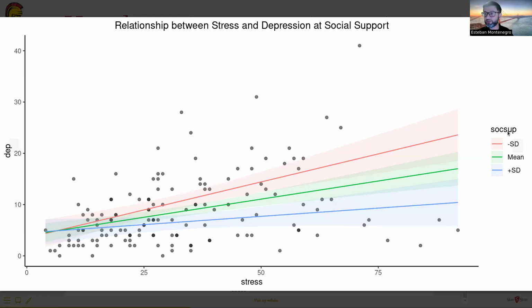interesting, right? So that means when people don't have a network, don't have friends, don't have family to support them, to make them feel better, right? The relationship between stress and depression gets way stronger. And that also makes sense, right?